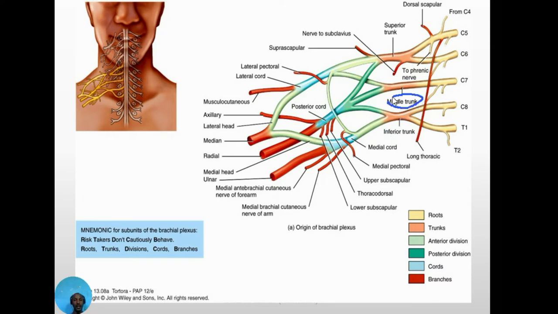But the anterior division of the inferior trunk gives only the medial cord. Look, a single division forms a single cord.